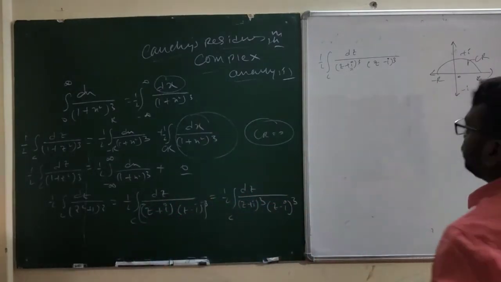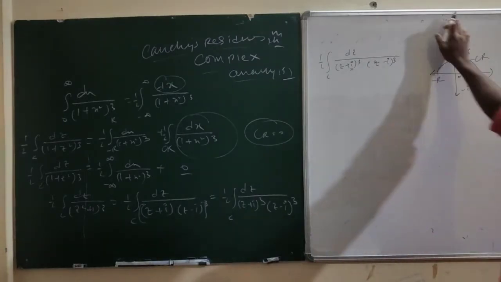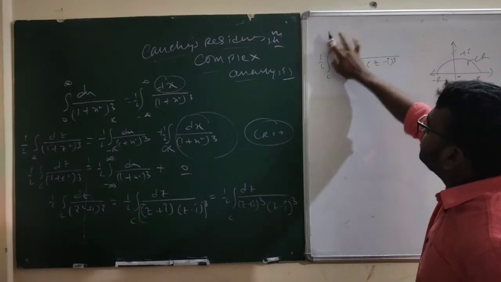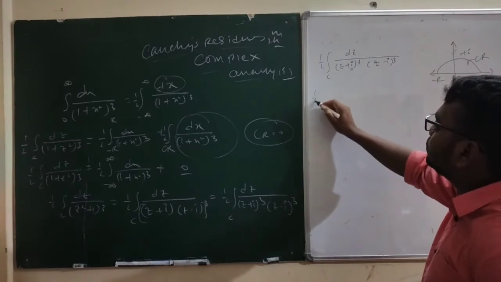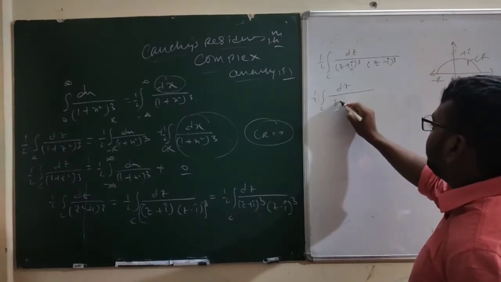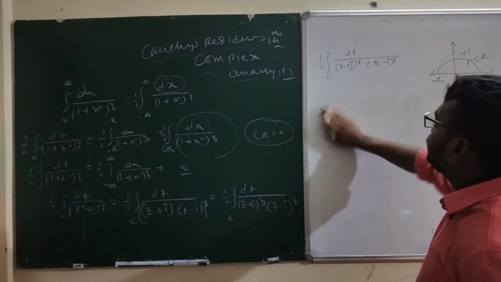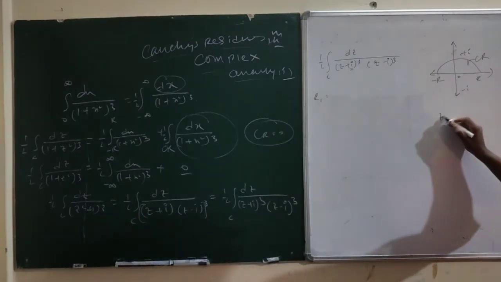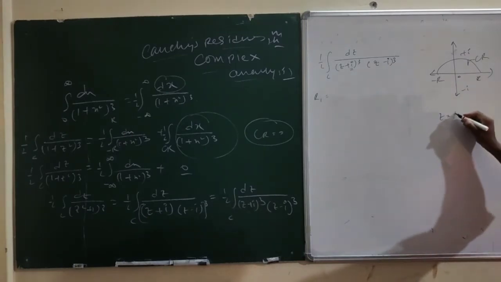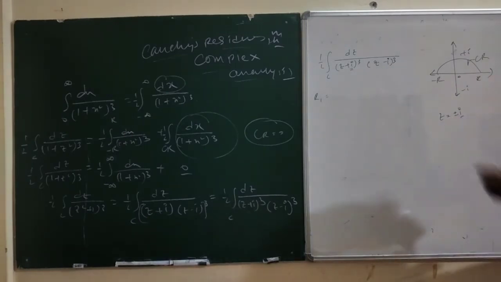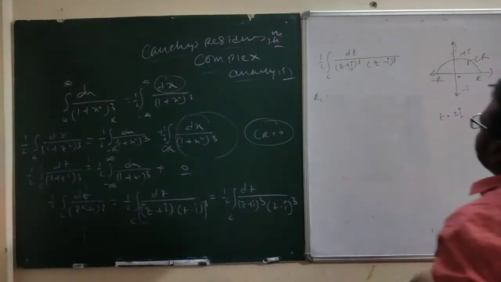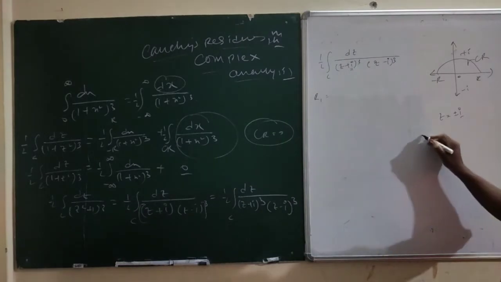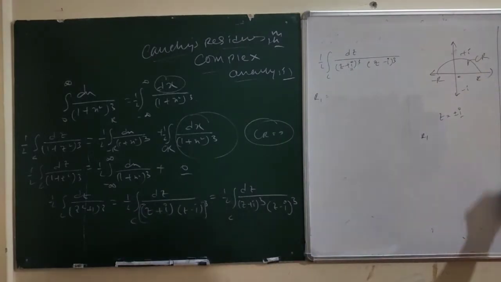So now, for z = i, if you simplify this, the value of z will be ±i. But here it is to the power 3, so this is not a pole of order 1, it is a pole of order 3, isn't it? For this, we need to know the theorem to find the residue. There is a theorem to find the residue.